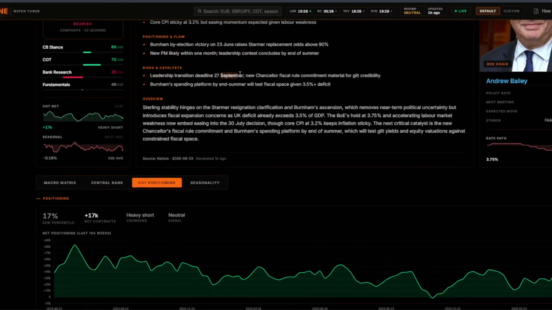Leadership transition deadline 27 September. So that's more of the politics there, and that one has some risk for sure. From what I've been hearing from a lot of portfolio managers on Bloomberg, they've been talking a little bit about the fact that yields could be a little more elevated with this political risk above.